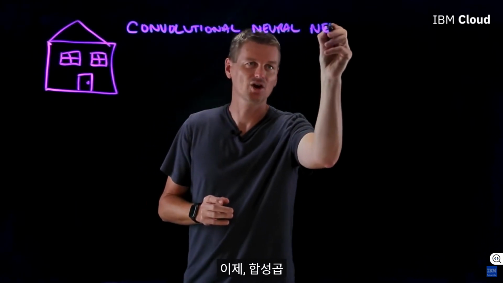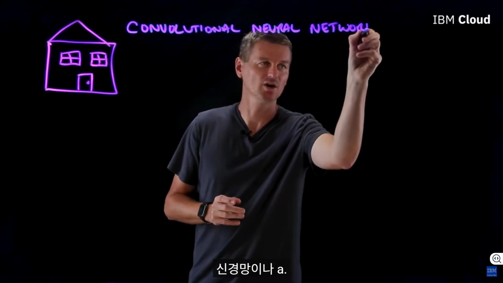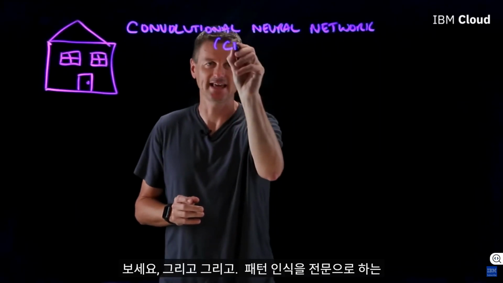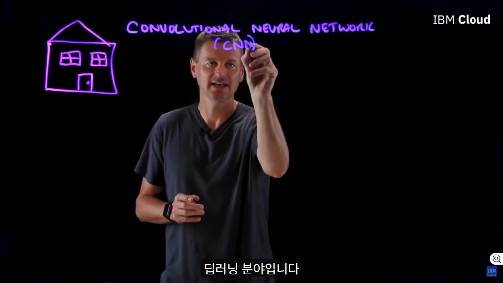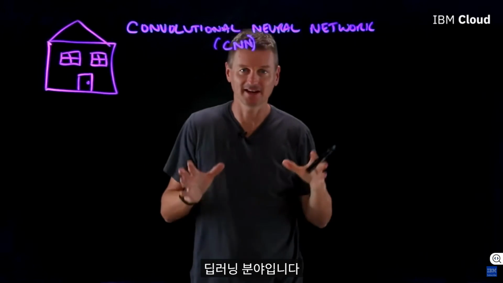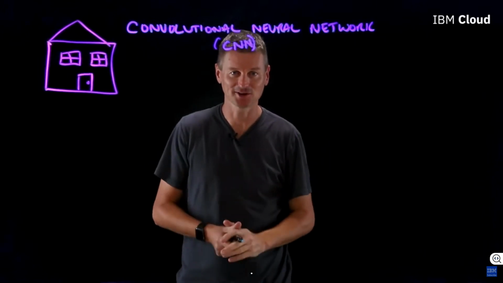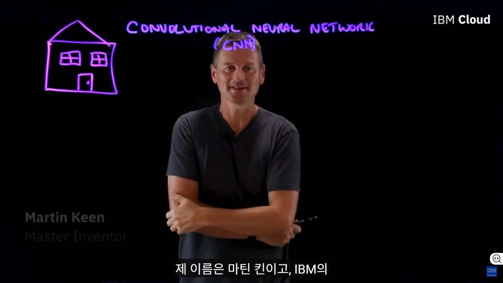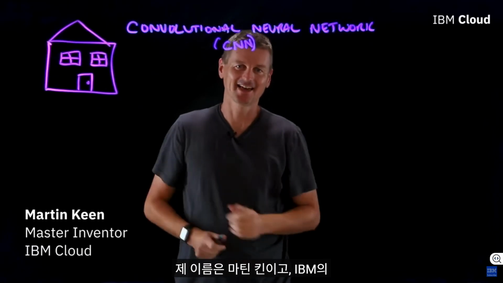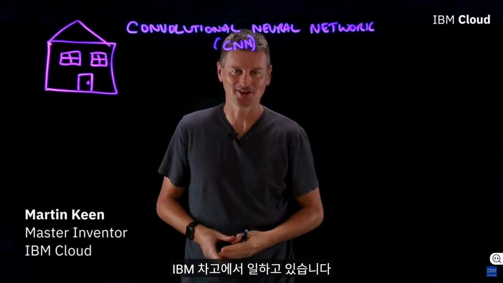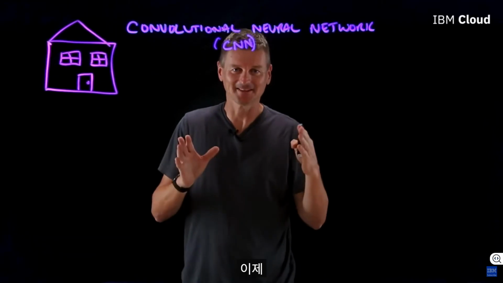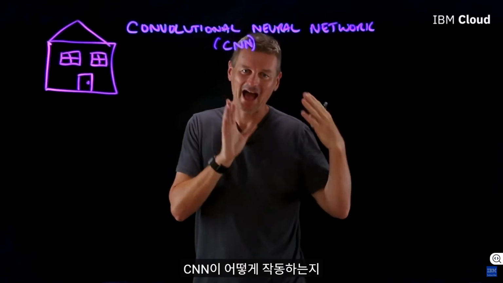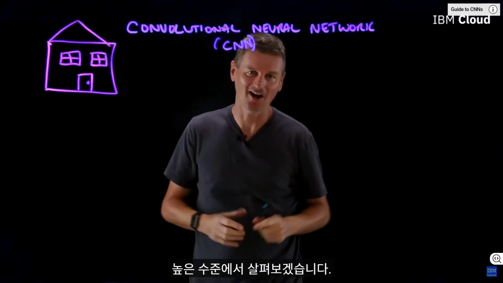Now, a convolutional neural network, or a CNN, is an area of deep learning that specializes in pattern recognition. My name is Martin Keane, and I work in the IBM garage at IBM. Now, let's take a look at how CNN works at a high level.